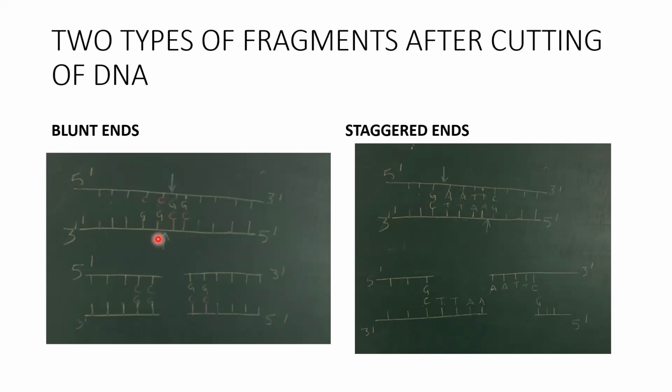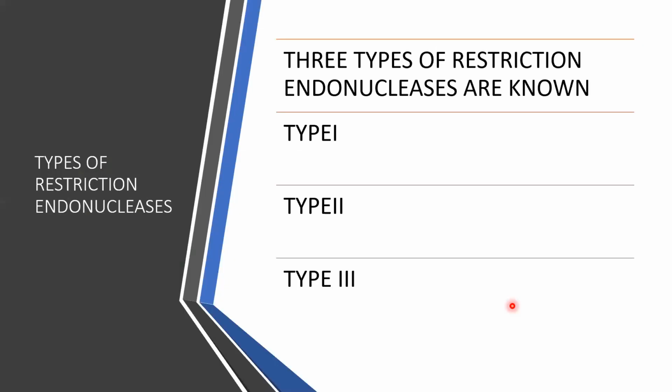So here when they cut the DNA molecule, two blunt ends are generated. But here when the cut is made, sticky ends are generated. We can see opposite to TTAA, no base pairs are there. And here also opposite to AATT, no base pairs are there. So these ends are called sticky ends, staggered ends, or cohesive ends. So two kinds of ends are generated when a restriction enzyme acts on the DNA molecule, called blunt ends or staggered ends. Now, there are three types of restriction endonucleases: restriction endonuclease 1, restriction endonuclease 2, and restriction endonuclease 3.